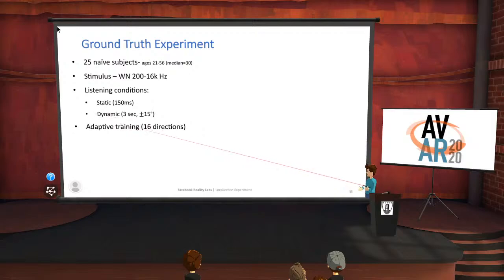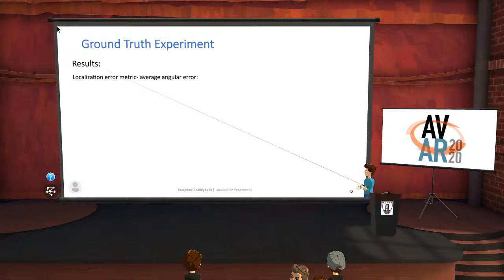We start each session with adaptive training with 16 loudspeakers, out of the 33 loudspeakers that we showed before. And adaptive means that the training is continuous until the subject performance is stable. In the experiment itself, we tested the other 17 directions, times 5 repetitions.